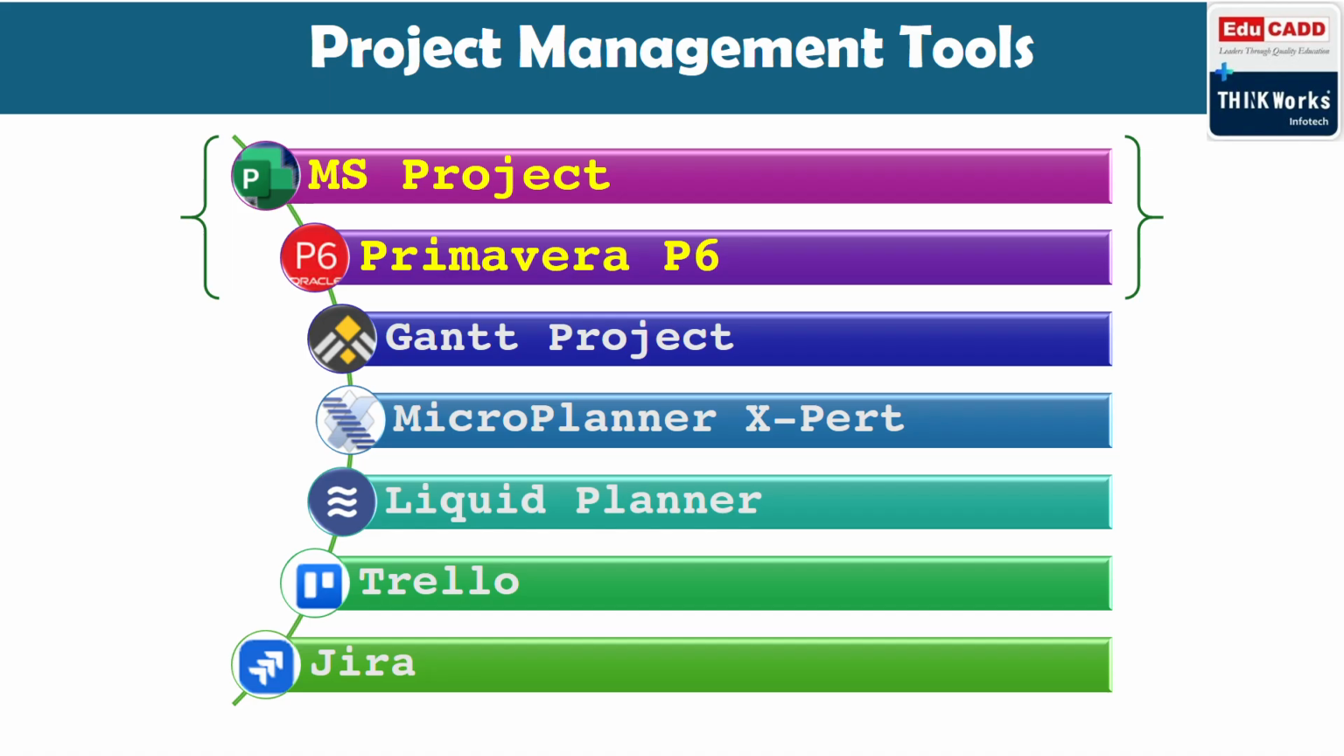I have listed some of the monitoring tools like MS Project, Primavera, GanttProject, Micro Planner, Liquid Planner, Trello, Jira, and many other tools also available in the market. But our focus is to discuss MS Project and Primavera. These two tools are vastly used across all industries, and they are easy to operate also. Some companies may have their own inbuilt software also.